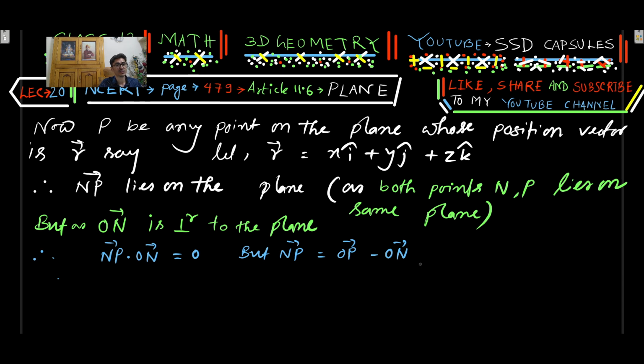But OP vector means what? OP vector means r vector. Minus ON vector means already we have written d n cap. So from here we simply put the value of NP vector: r vector minus d n cap, dot ON vector, which is again d n cap, equal to 0.